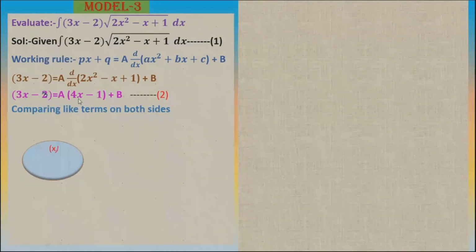Next, the right side x term is 4x. Here 4x is the x term on RHS. So here the x coefficient is 4 and it is multiplying with a, so it becomes 4 into a, 4a. So from this, what is the value of a? 3 by 4. So a is equal to 3 by 4.